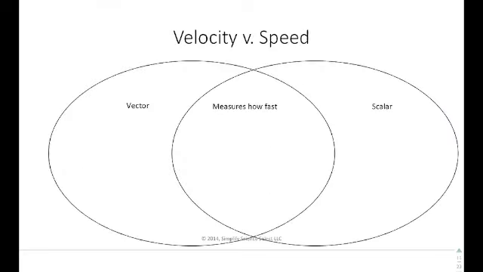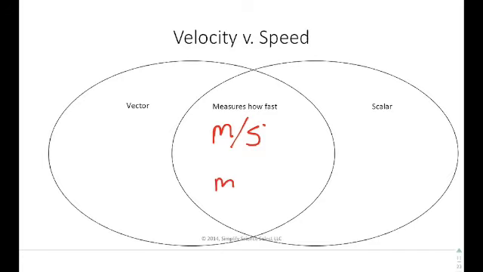So, velocity versus speed. You should be able to distinguish between velocity and speed based on the fact that we could tell the difference between position and displacement and distance. They are both measures of how fast you are going. Velocity is a vector, speed is a scalar. They have a couple of other things in common. They are both measured in meters per second as a standard unit. They're both measures of how fast.